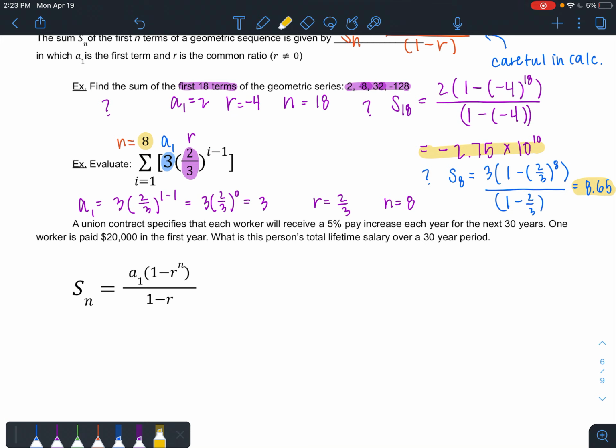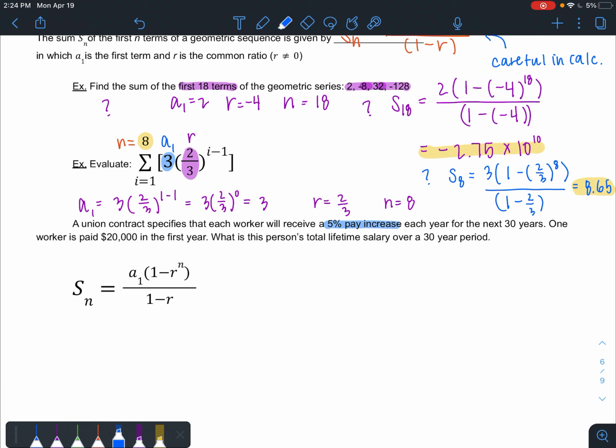All right, finally I have a word problem. So let's pick out that information. I need a sub 1, r, and n. So for this first one here, it says, a union contract specifies that each worker will receive a 5% pay increase each year over the next 30 years. One worker is paid $20,000 in the first year. What is this person's total lifetime salary over a 30-year period?